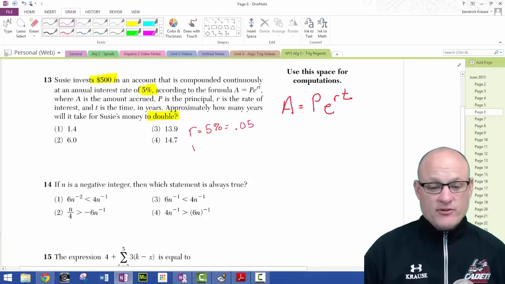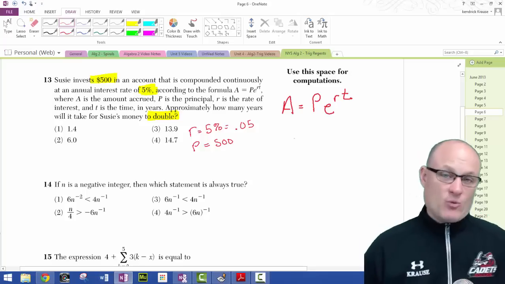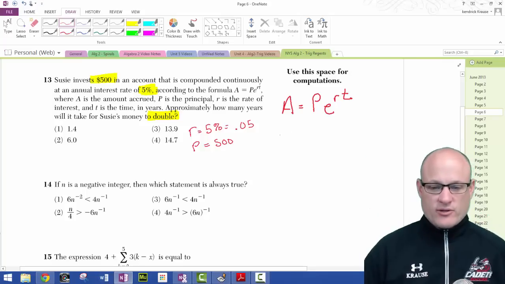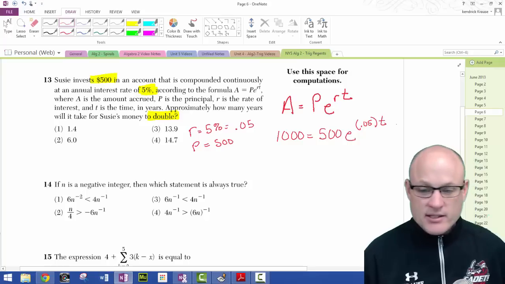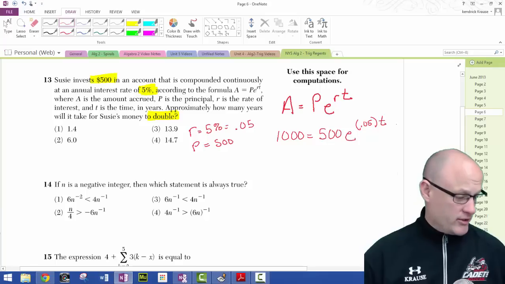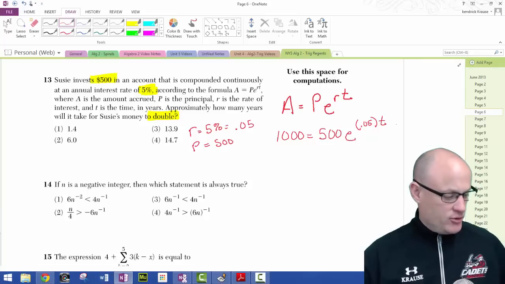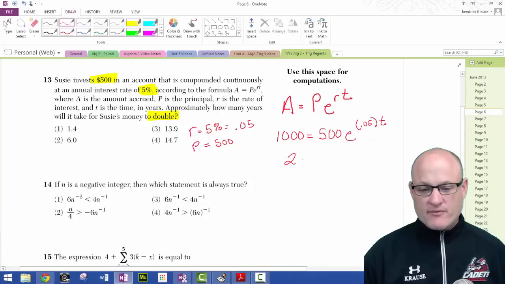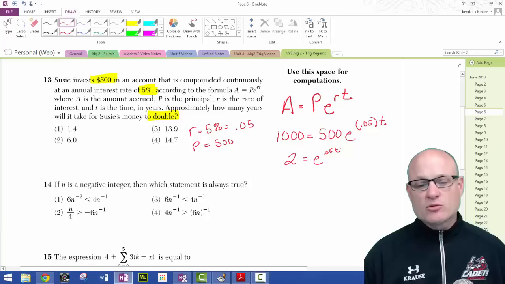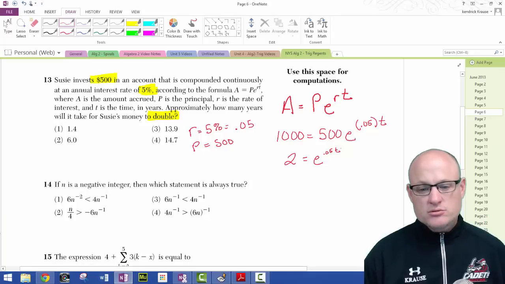I don't know the years. My principal amount is 500. What we're looking for is the time it's going to take. So it's a double. So really what I want to do is I want to make $1,000. My final result is going to be $1,000 equals 500 e to the rate, which is 0.05 times t, which is time. Now, quite simply, if I wanted to, I could just use the answers to solve this. Really what I'm looking for is if I divide by 500, I want e to the 0.05 t to be equal to 2.